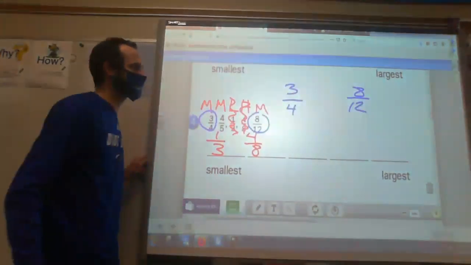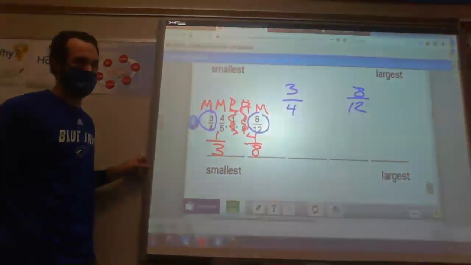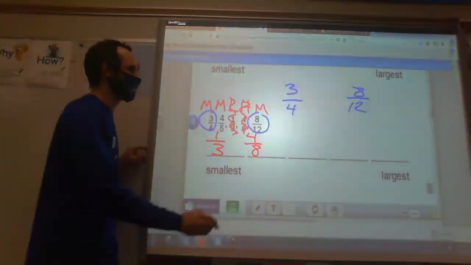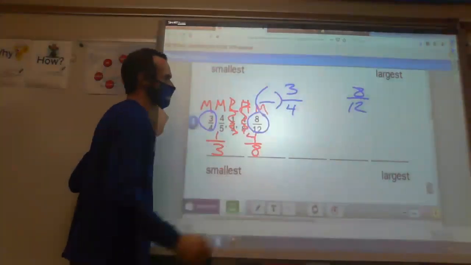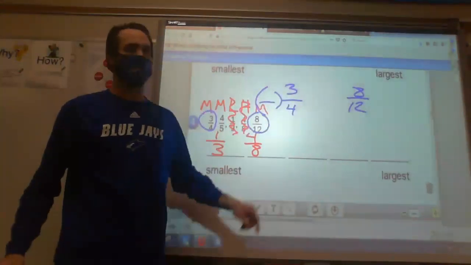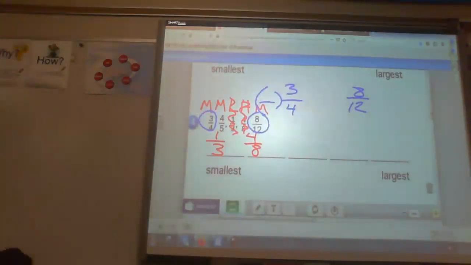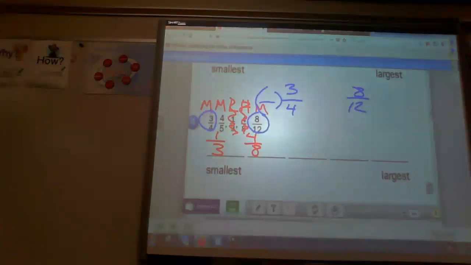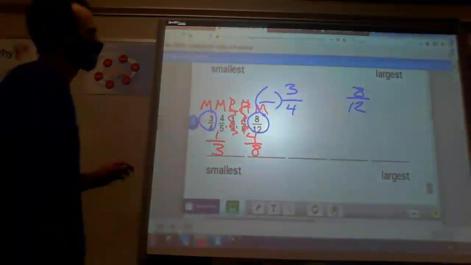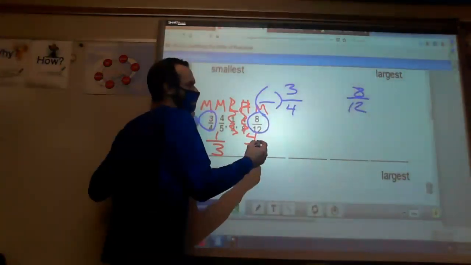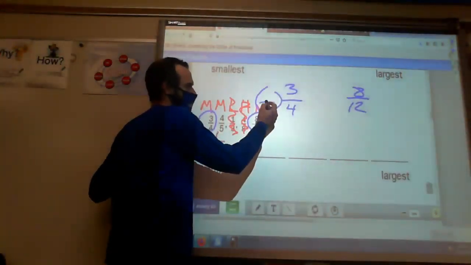Can you make 4ths into 12ths? Yes. So they're going to be easy to compare. Figure out how many 12ths 3/4 is. Go ahead and do that. What should I multiply the numerator and denominator by, Danielle? What do I need to multiply by here?